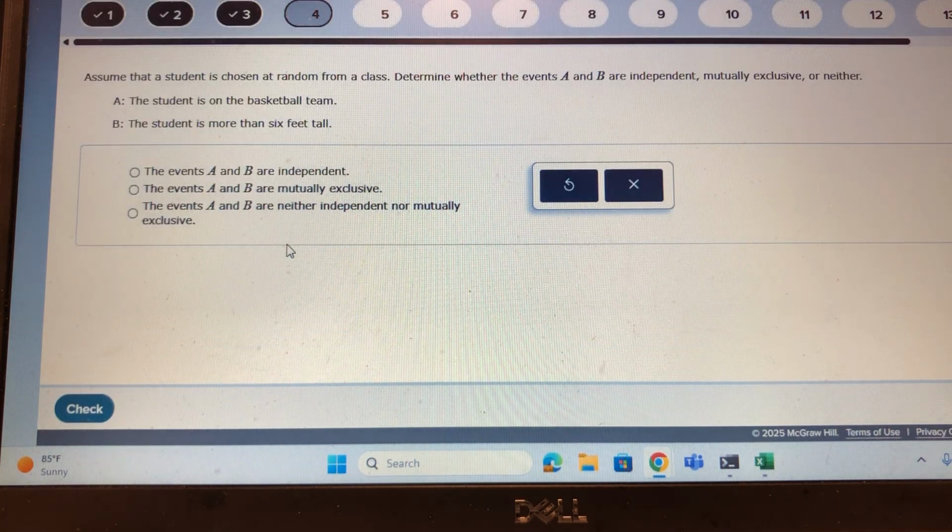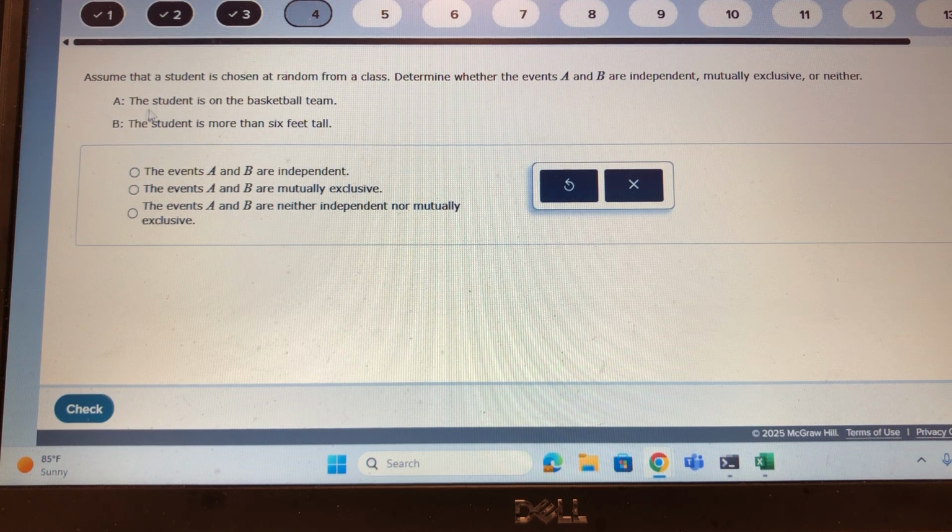So let me just try another one here. I was misinterpreting this. Okay, so can you be on a basketball team, and can the same person be more than 6 feet tall? Can you be both of these at the same time? Yes. In fact, a lot of basketball players are 6 feet tall. So then no, it's not mutually exclusive. Remember, it's always backwards from the way you answer it first. So can you be on the basketball team and be 6 feet tall at the same time? Yes. So then no, it's not mutually exclusive.